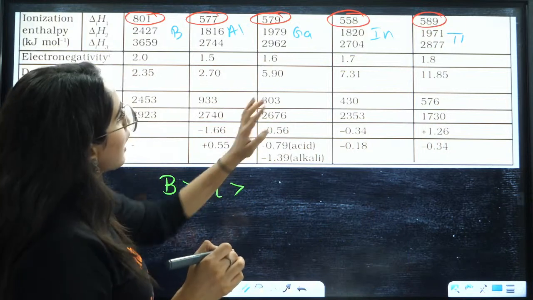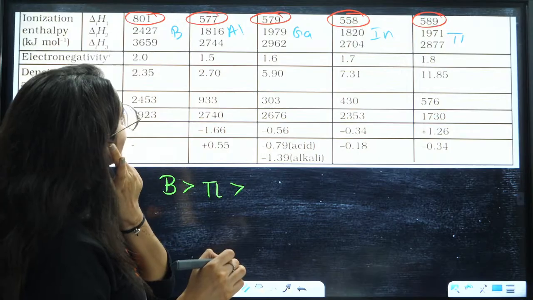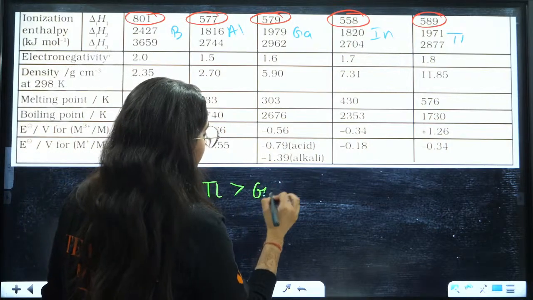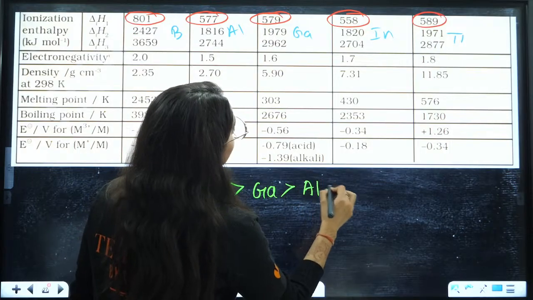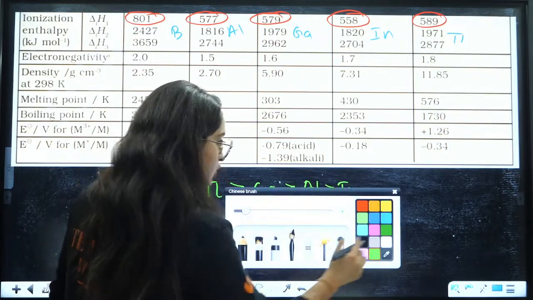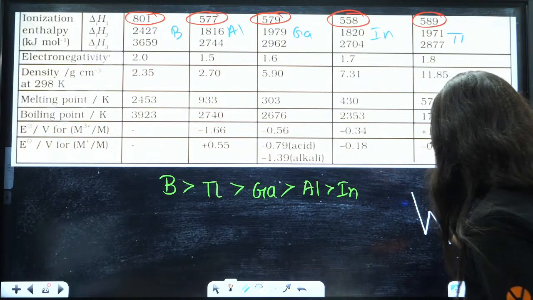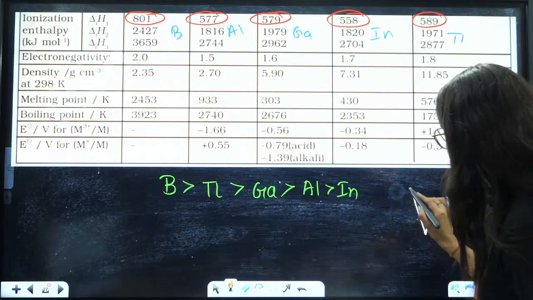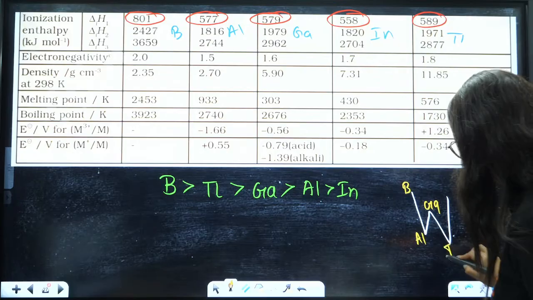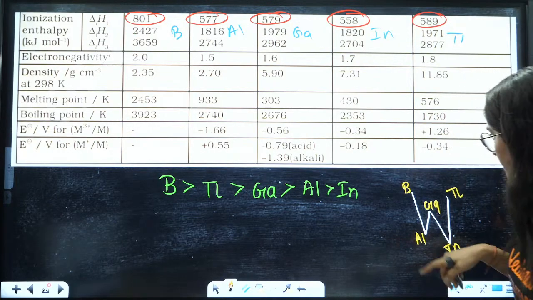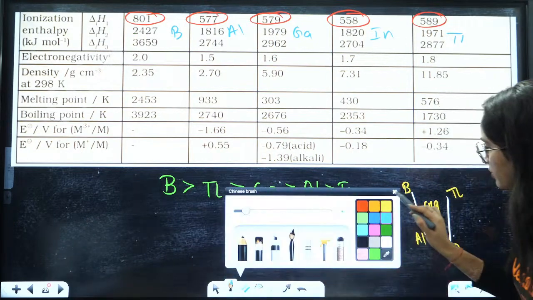Then after thallium, what you have? You have 579, that is gallium, right? After gallium, you have aluminium, right? Then you have indium, right? So now I'm going to draw this W, right? Okay. So after B, you have thallium, right? So these are the W, right?